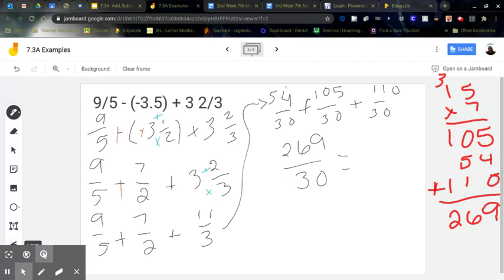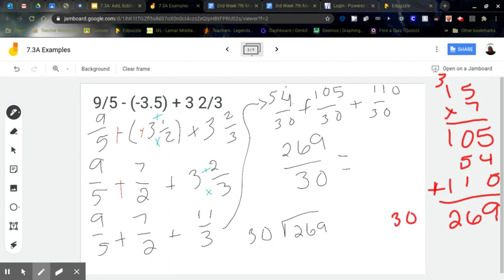So we're going to do 30 goes into 269. How many times does 30 go into 269? Well, I know 3 times 9 is 27. So let's try 30 times 8. What is that going to give me? 8 times 0 is 0. 8 times 3 is 24. That gives me 240. So this is an 8. 269 minus 240. 9 minus 0 is 9, and 6 minus 4 is 2.